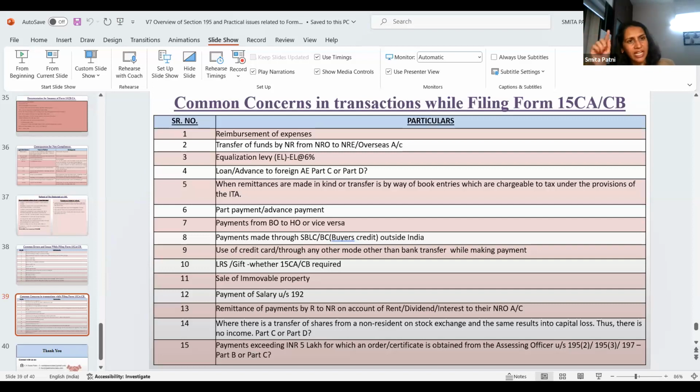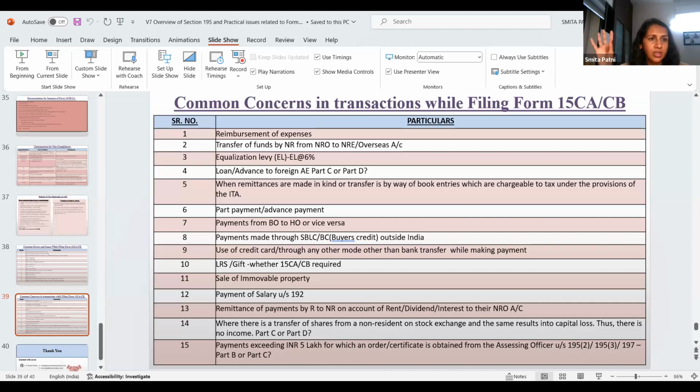And any which way, TDS is deducted under section 192. In case there is still a contrary view, although I feel that Part D suffices, otherwise you can also issue a 15CB saying that TDS has already been deducted under section 192, and so there is zero tax here. And then on the basis of that, Part 15CA can be issued.